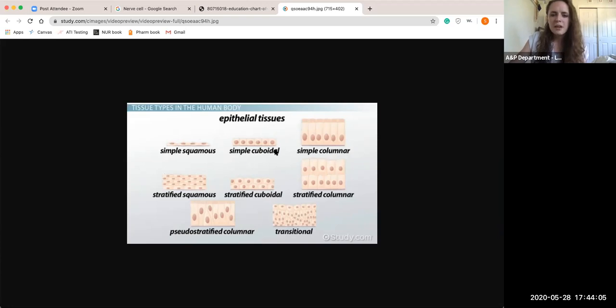Okay, so you will need to know, based on the name, you'll need to be able to describe how many layers there are and what shape it is. So if I said stratified columnar, you would know stratified means many layers. Columnar means column shaped. So you'd have many layers of column shaped cells. Okay, simple squamous, you have simple, which means one layer. Squamous means squashed or flat. So you have one layer of flat cells.